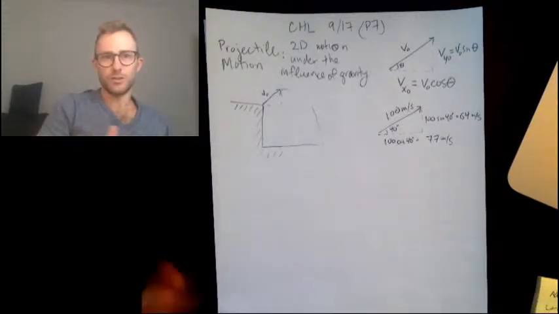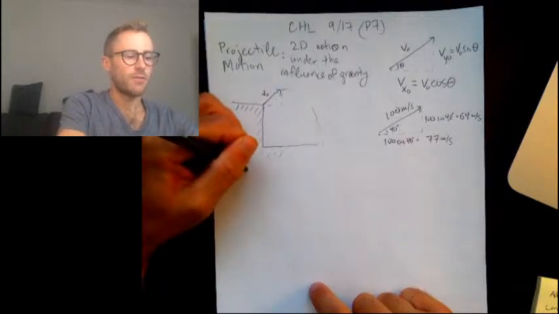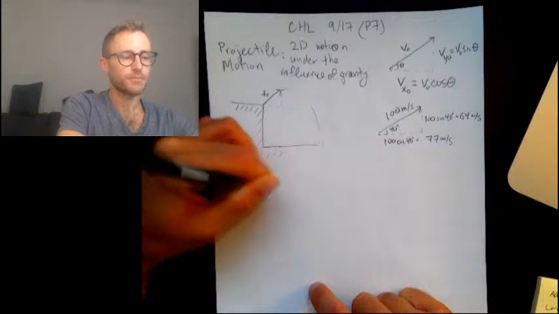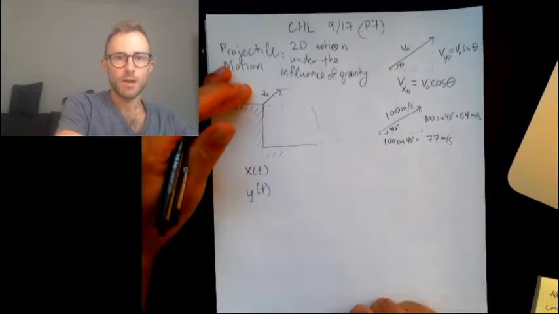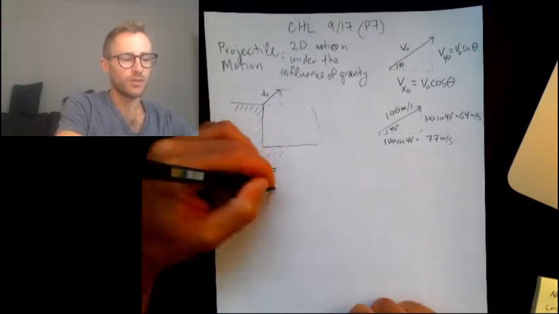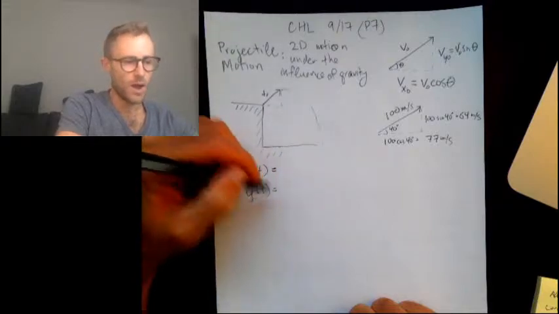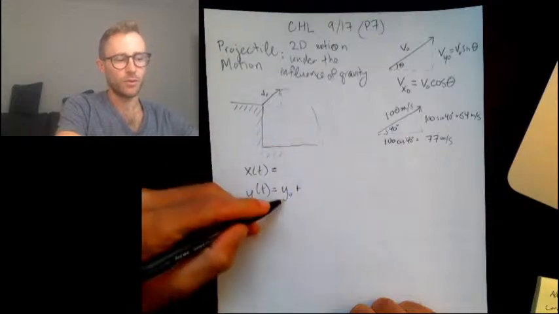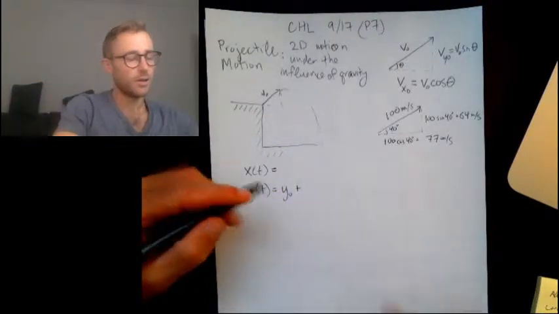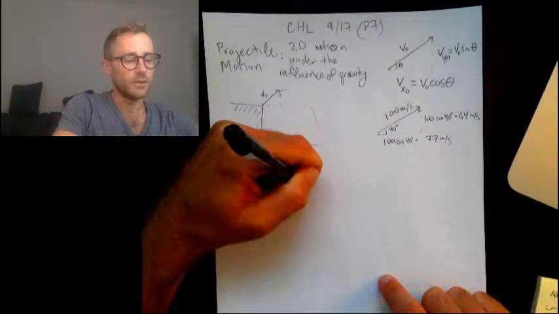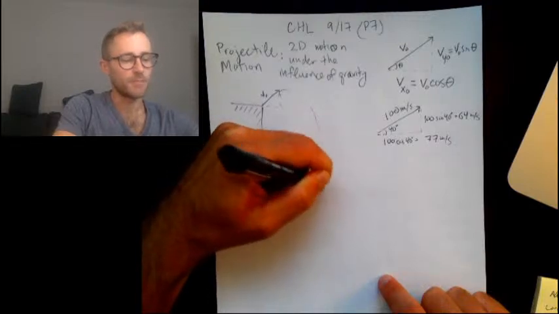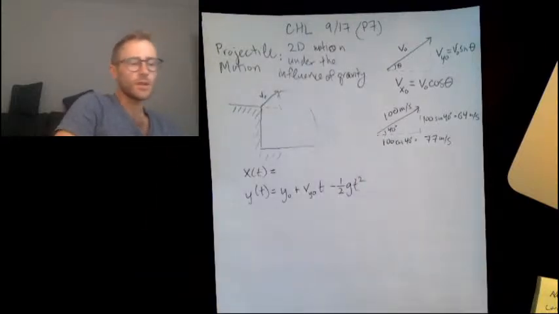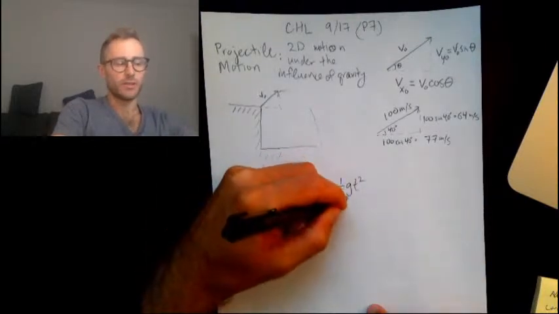So because this is two-dimensional motion, we have an x of t, and we have a y of t. And the formula, I'm going to start out with the y of t. So the formula for y of t is y naught, which is the initial elevation, plus v y naught times time minus 1/2 g t squared. Okay, g is the acceleration due to gravity.